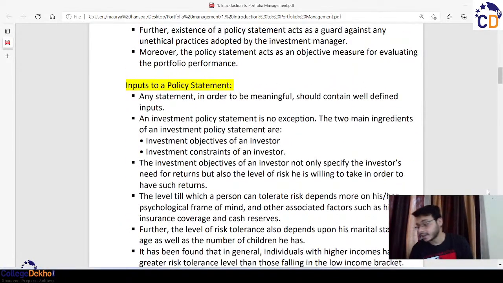So all these criteria are important before framing an investment policy, and we'll talk more about the policy statement in the subsequent sessions.